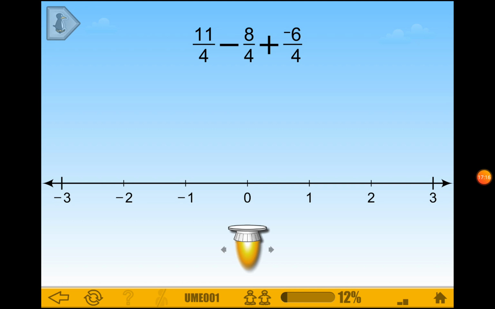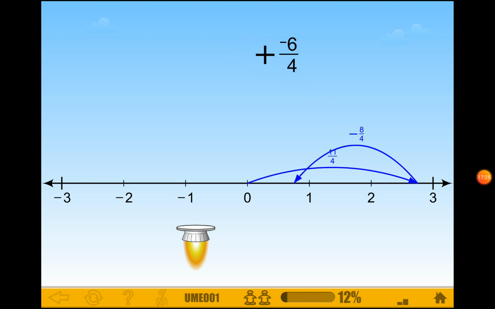11 minus 8 is 3. It's 3/4. So then we have 3/4. So 3 minus 6 is -3. So that would just be -3/4, which is right there, pretty much. Boom.